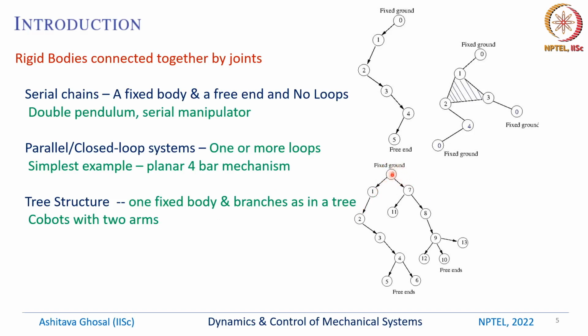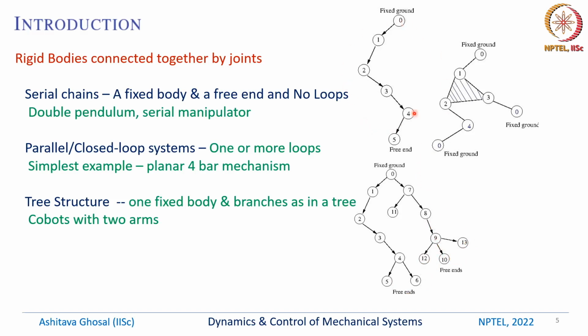So we have a fixed ground. So then we have 0, 1, 2, 3, 4. But at 4, you can have 2 branches. Similarly, from the 0, I can have another branch which is 0, 7, 11. And again, 7 is connected to 8, 9, and then there are 3 branches. So there are many free ends.